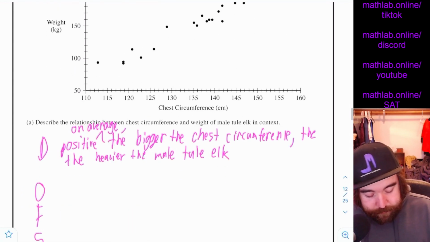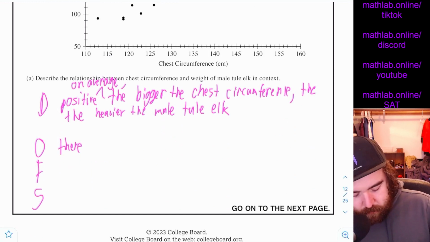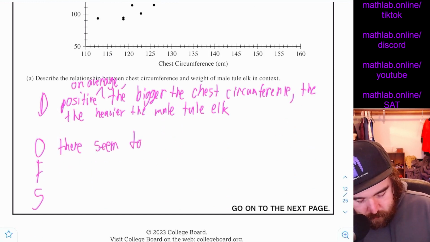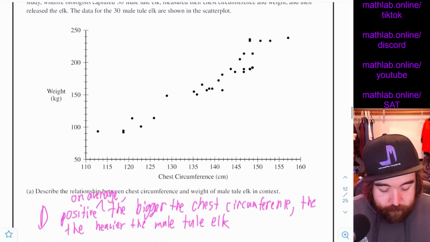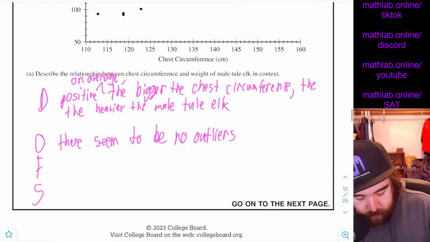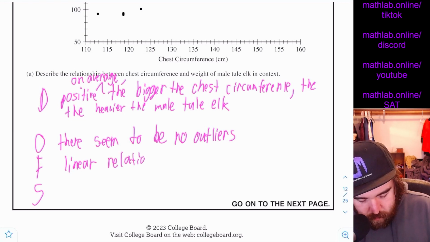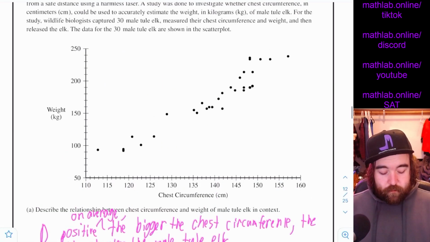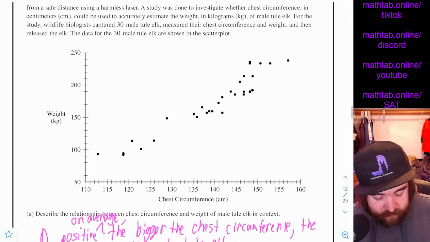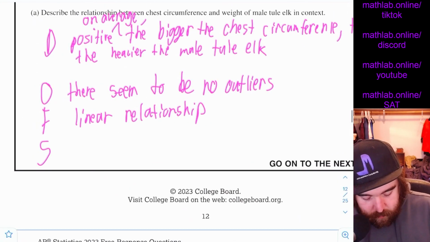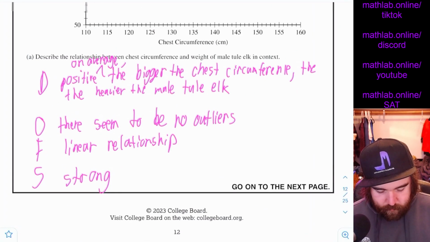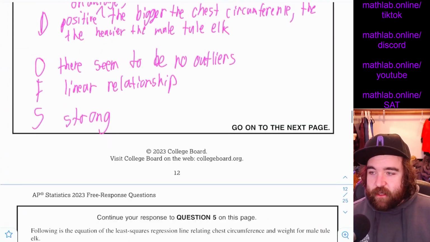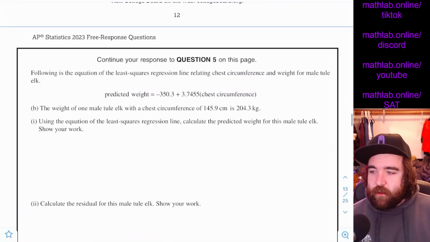Okay. Outliers. There seem to be no outliers. Form, it seems to be linear. Quite strong relationship, frankly. Let's say strong. I think that's good. I think that's fine. I got my context in. I got all my DOFS. Once I get context in the first one, I'm good.